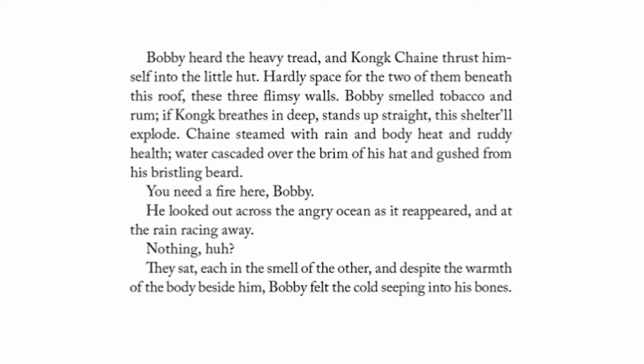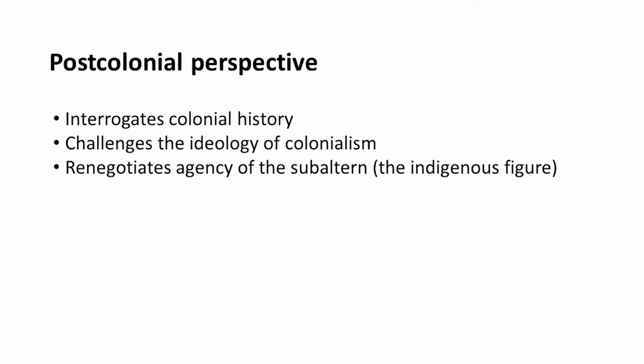So this second passage really does interrogate colonial history by placing our two figures alongside each other in this confined space. So this becomes a metaphor for the larger frontier settlement that we have of King George Sound in the novel, but then again for that entire experience of Australia as a country. So it's challenging the ideology of colonialism, and it renegotiates agency of the subaltern, the Indigenous figure.